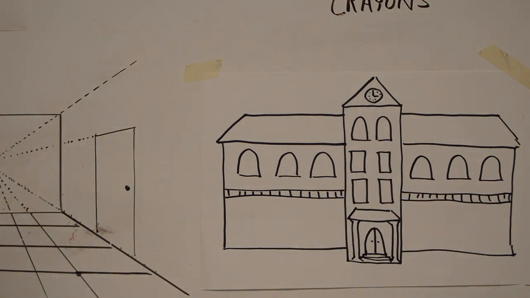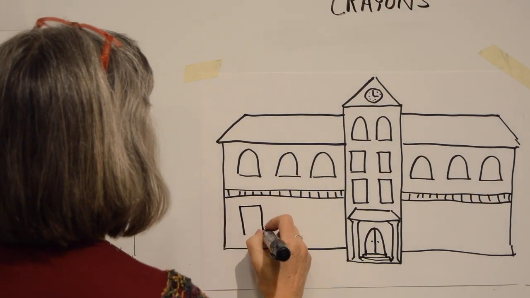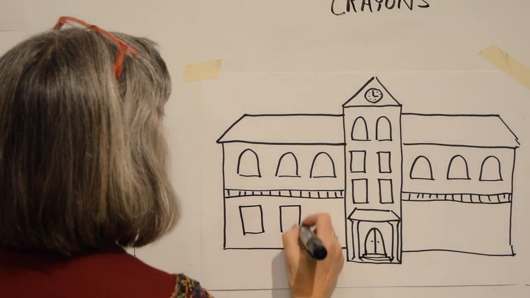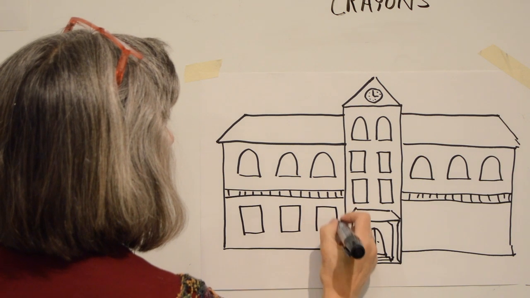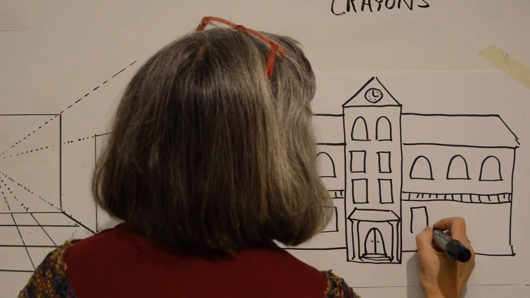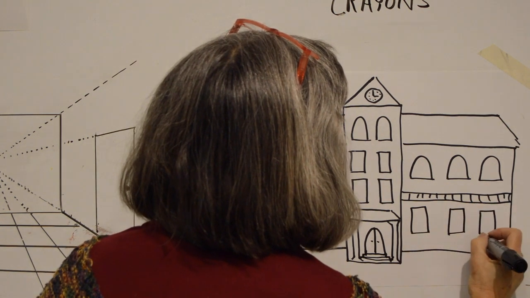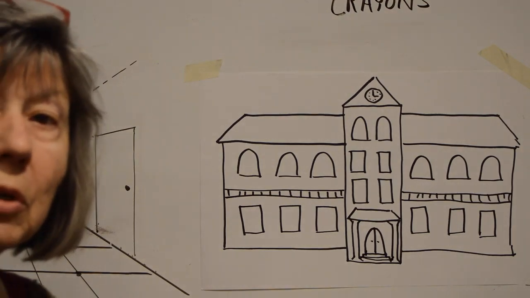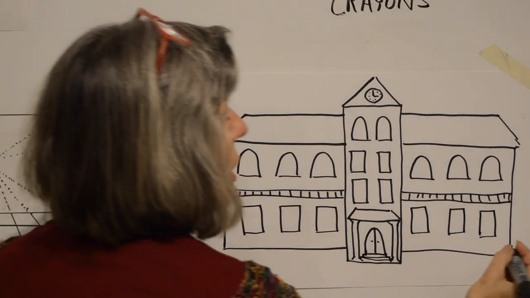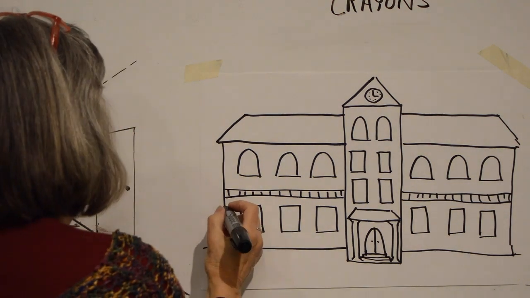And let's see, am I done? Well, I think I'll have some more windows down here, because nobody wants to be in a room without a window. Okay, well, right now my building is floating, so I need to put a line over here for the ground and over here, and I have a little room here.